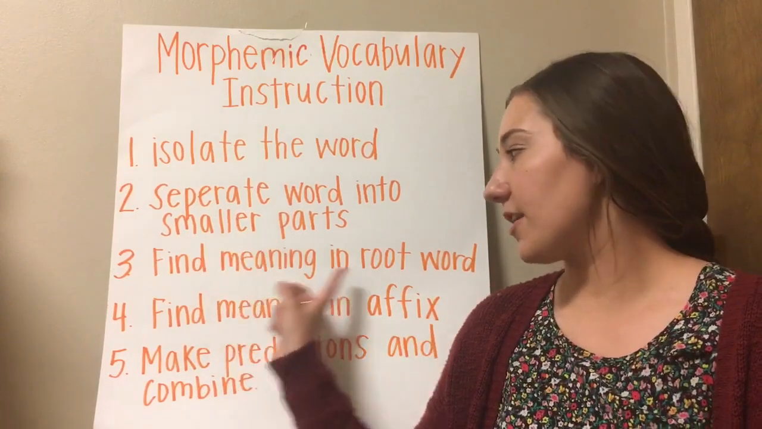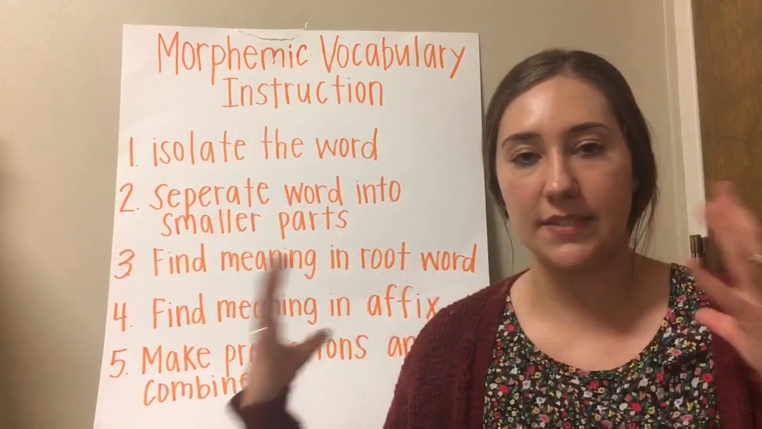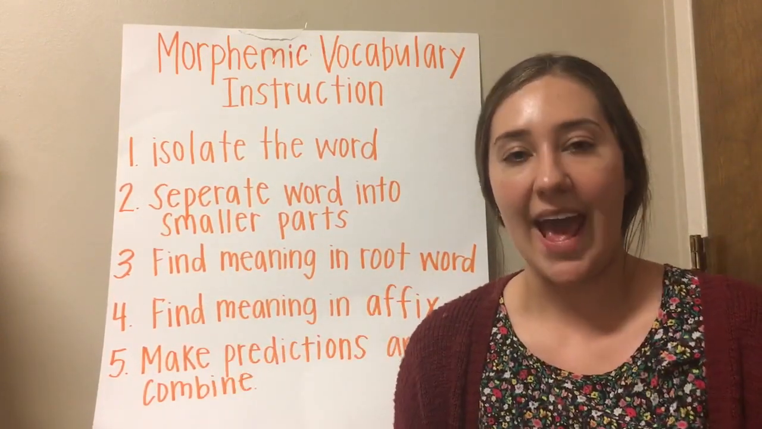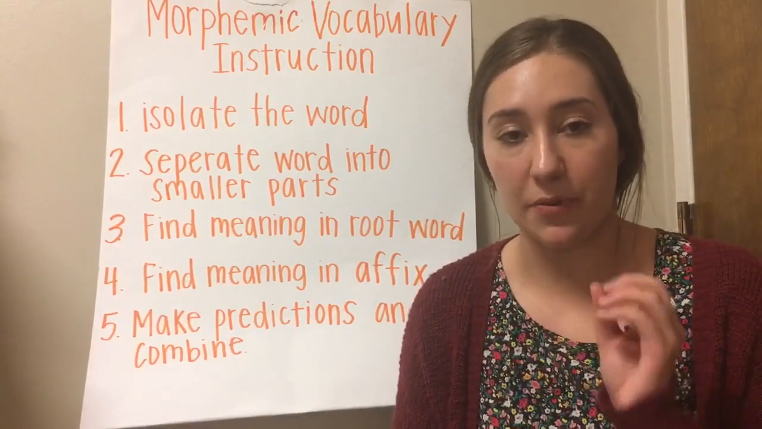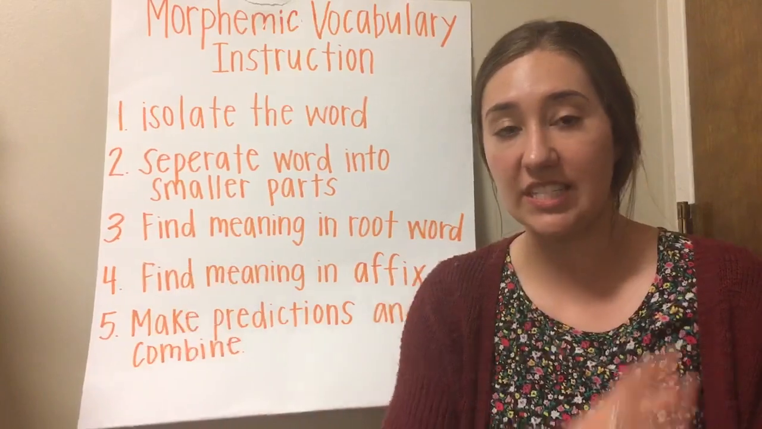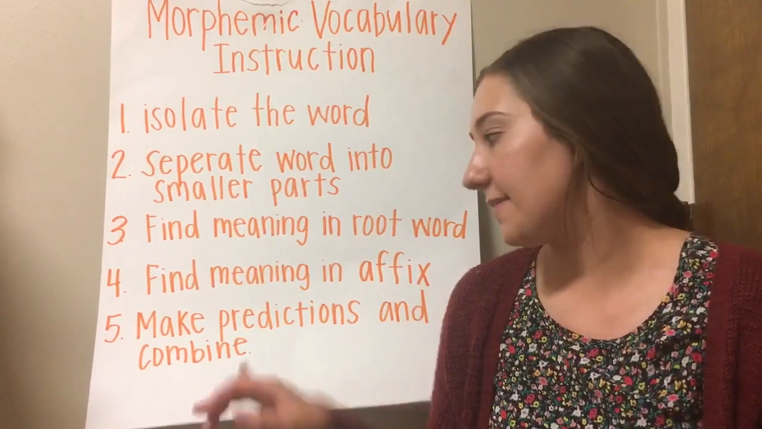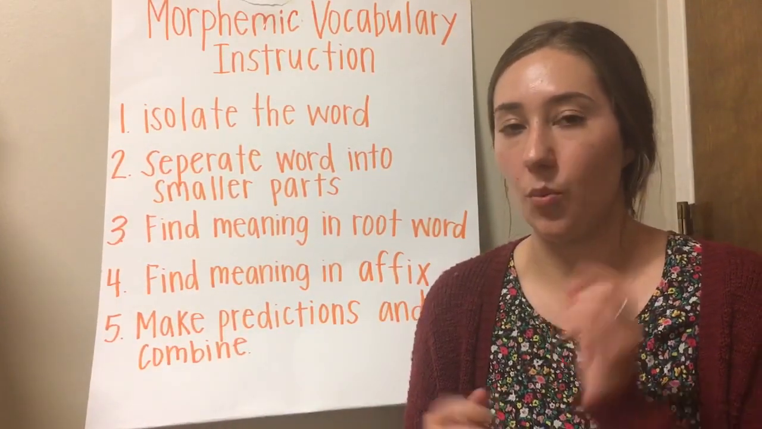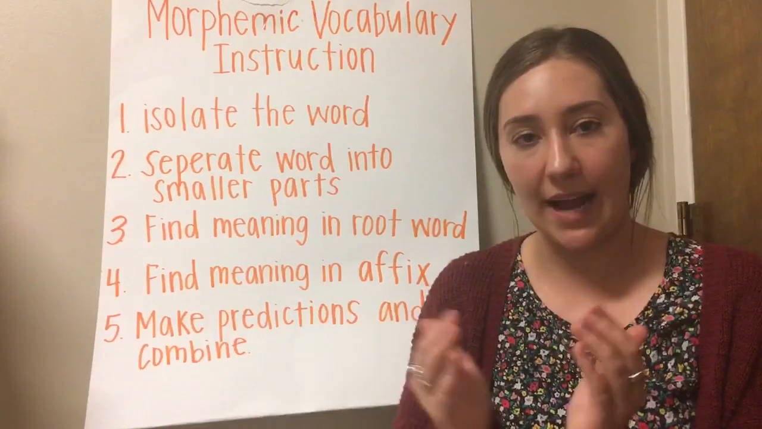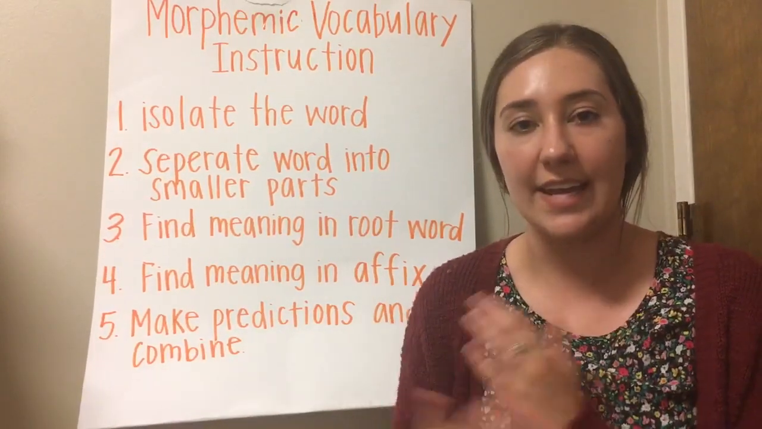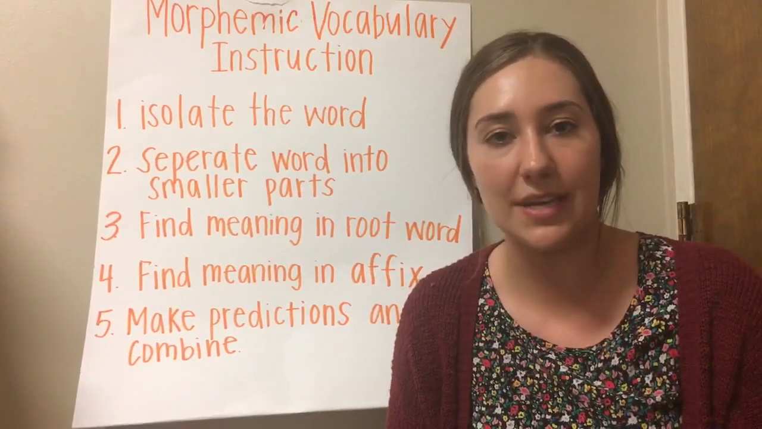So after you separate it, you're going to find the meaning of the root word. Now that you have separated it, find the root word and know what that means. Then you're going to find the meaning of the affix, which is the prefix or the suffix, the thing that you have detached from the root word. And then finally, you're going to make predictions. You're going to think, what does this affix mean and what does this root word mean? And then you're going to combine them back together to make the whole word, and now you're going to be able to understand what that word means.